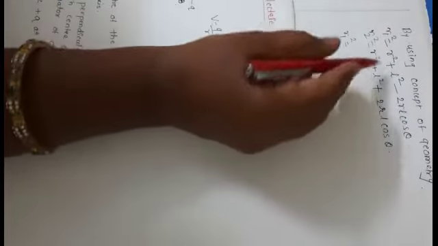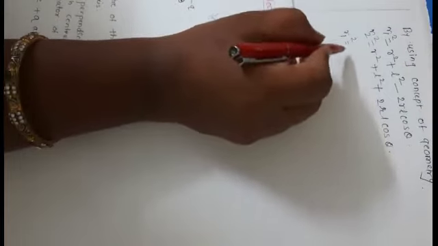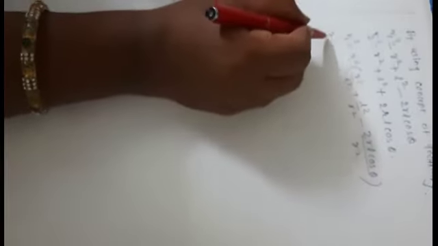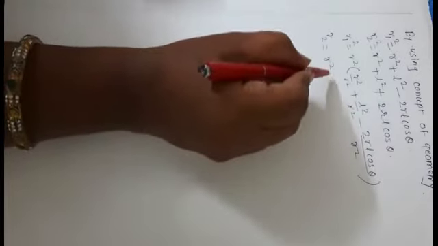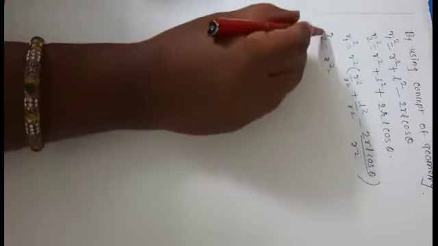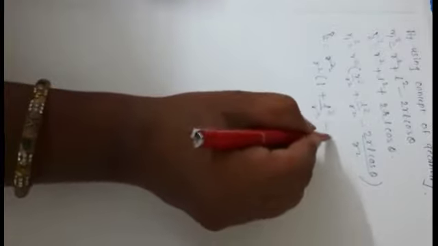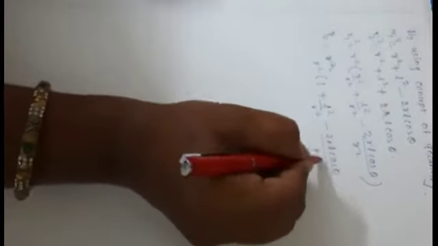Here r1 square is equal to r square plus L square minus 2 r L cos theta. Dividing each term by r square and taking r square common, r1 square is equal to r square into (1 plus L square upon r square minus 2 L cos theta upon r). This is the equation for r1.